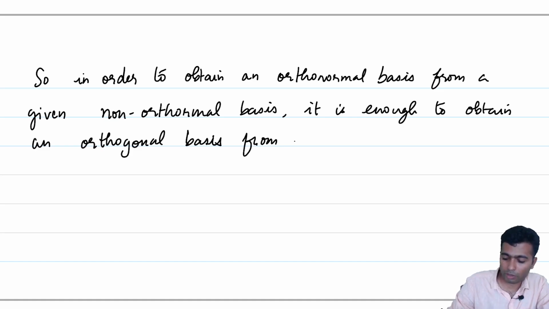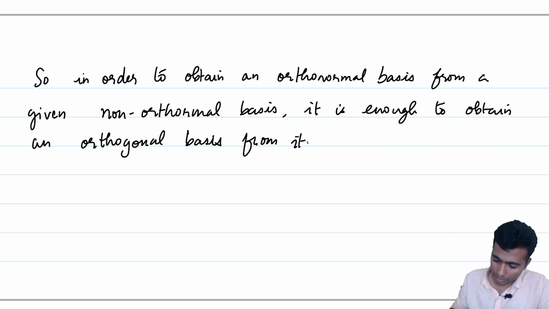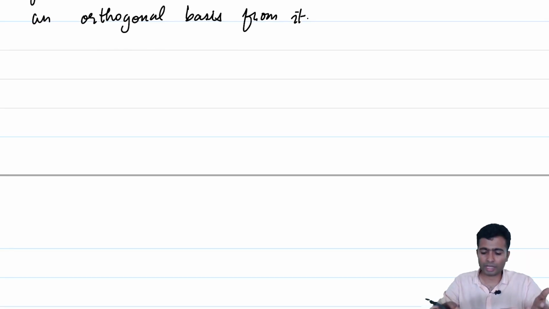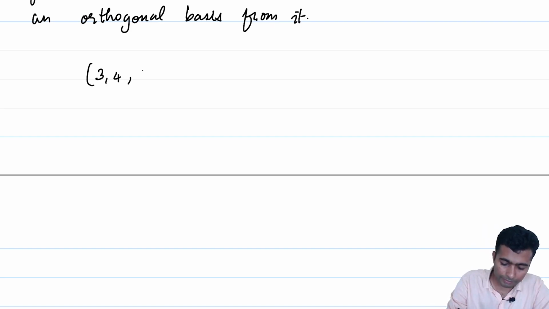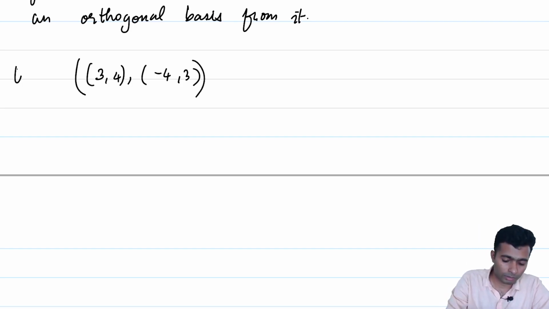And which we can orthonormalize, which we can normalize to obtain an orthonormal basis. Okay, so let us now spend some time trying to develop a method. Before we do that, let us just look at one or two examples. If you look at say (3, 4) and maybe (-4, 3), this is an orthogonal basis.